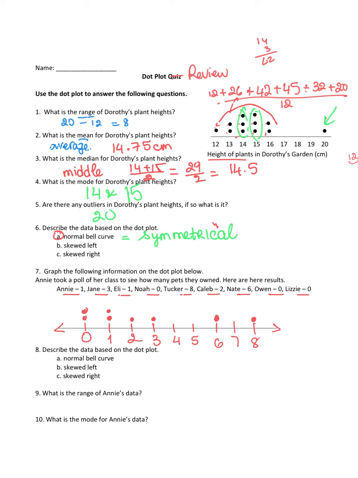All right, describe the data based on the dot plot. We have the mode at 0, and from that mode you will see it's reducing to the right side, right? So it's skewed to the right. What is the range of this data? The maximum point is 8 and the minimum point is 0, so 8 minus 0 is 8. So the range is 8 pets. The mode for this data is 0 pets.